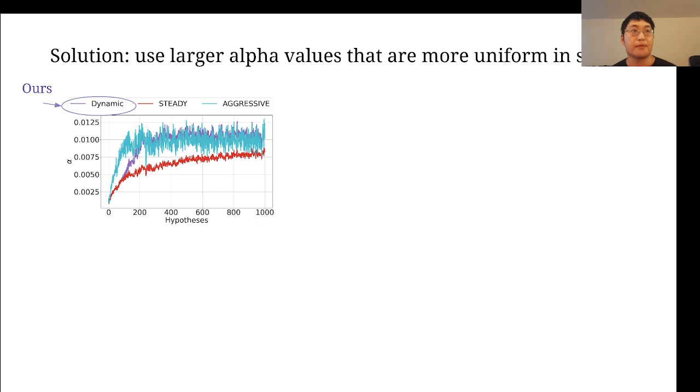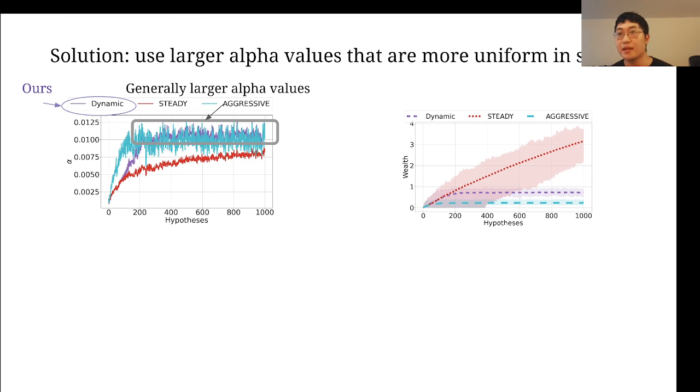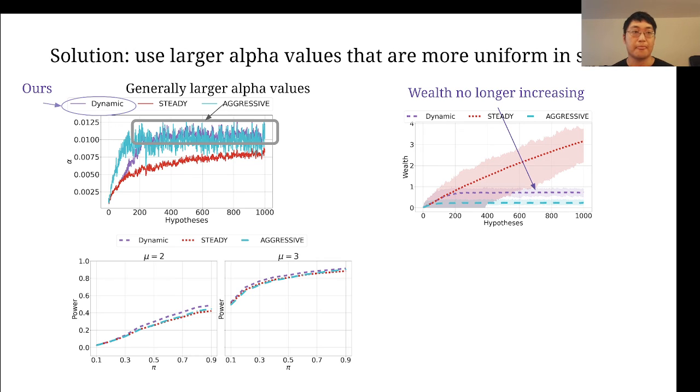So here we have our algorithm, the new dynamic allocation of alpha values, in purple. And we can see that it generally has larger alpha values than the red, which is the previous non-dynamic algorithm, and blue, which is also an algorithm that uses up a lot of wealth, but uses it very heavily in a few spots. So we show that spreading it out seems to produce higher alpha values in general, which is the point of our algorithm. And of course, here we can see our purple algorithm no longer has increasing wealth. And if we actually plot the power of our algorithms, we see that our purple dynamic algorithm does have more power than the other two baselines.